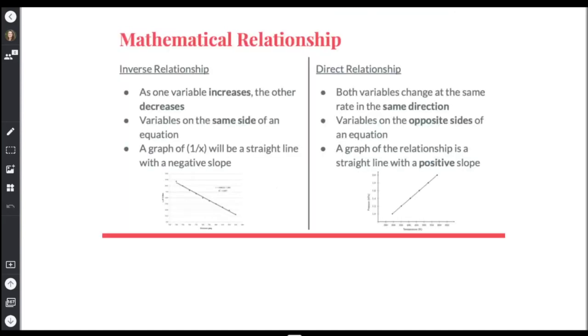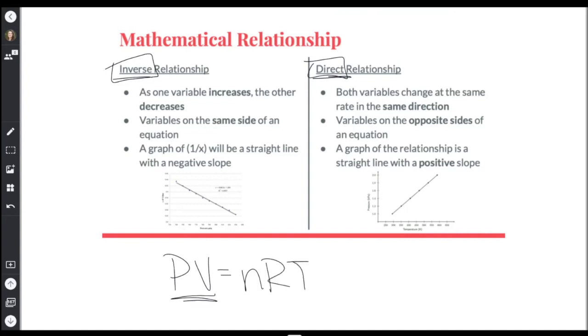And so then we talked about the mathematical relationships between those variables. I saw a lot of questions about this on your lab. What is direct? What is inverse? All right, so inverse are those variables that are on the same side of the equation. So pressure and volume would be inverse to each other, and moles and temperature would be inverse to each other. Because in order to maintain that balance or that equal sign, if I increase pressure, I have to drop volume.